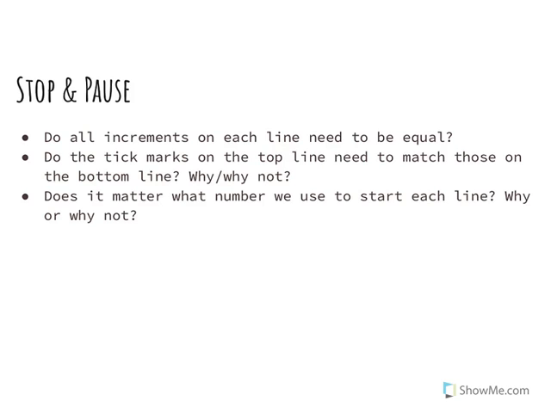Okay, so let's stop and think about this. Do all increments on each line need to be equal? Yeah, they do. Because we're trying to compare one to the other. Do the tick marks on the top line need to match those with the bottom line? Why or why not? Yes. Because again, we're trying to keep the ratio equivalent to each other. If they're not perfectly lined up, then we're saying that they're not equivalent.